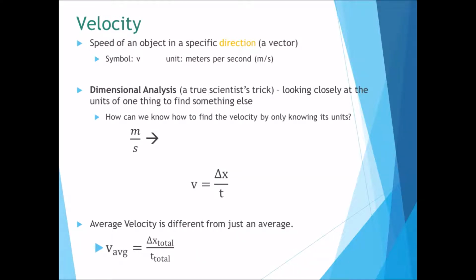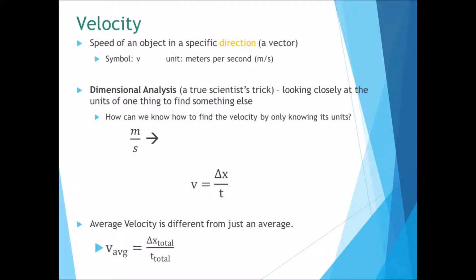Velocity is the speed of an object in a specific direction. So velocity is a vector, speed is a scalar. Velocity is shown by the symbol v and is measured in meters per second, length divided by time. If we use dimensional analysis, which we've talked about in school before, by looking at the units, we can figure out what the equation to find velocity is.